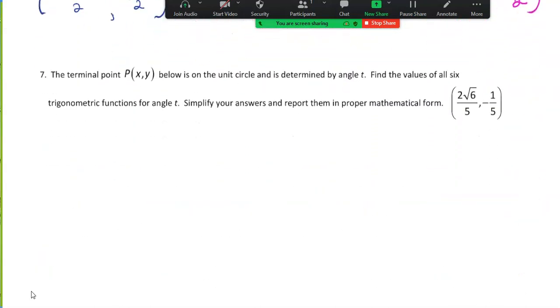Okay, here's another one. The terminal point, x y, below is on the unit circle and is determined by angle t. Find the value of all 6 trig functions. That means that I want to recognize that this is cosine of t, and this is sine of t. And simplify your answers and report them in proper mathematical form.